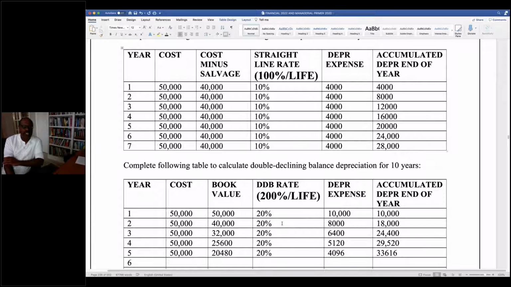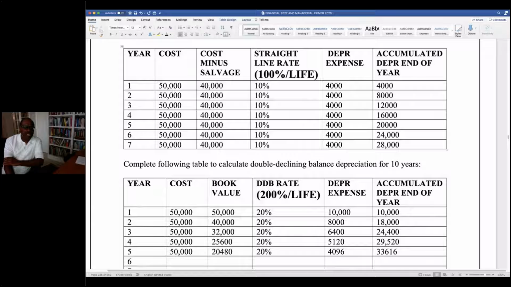So let's look at the first year. We take 20% of 50,000, we get 10,000. So the accumulated is 10,000. We bring the 10,000 over here to get that book value of 40, and we take 20% of the 40. That gives us 8,000. 8 and 10 is 18. So we are depreciating a declining amount because it's a declining balance each year. Initially it's higher than straight line. Why do people use it? So they can reduce taxes by having a higher expense early.